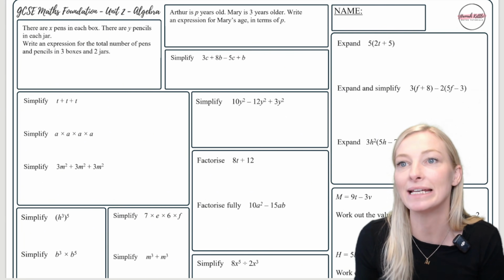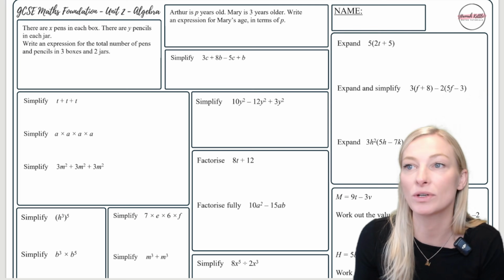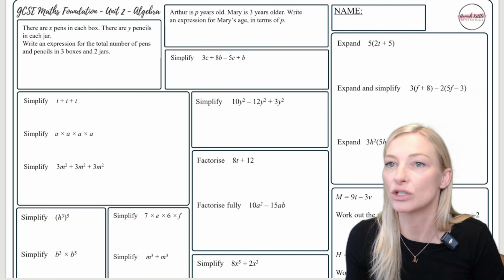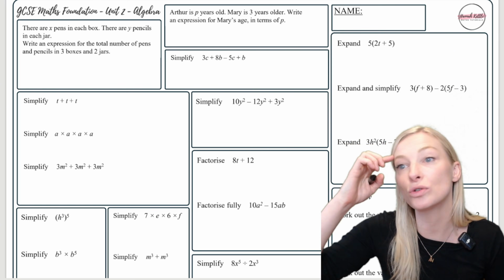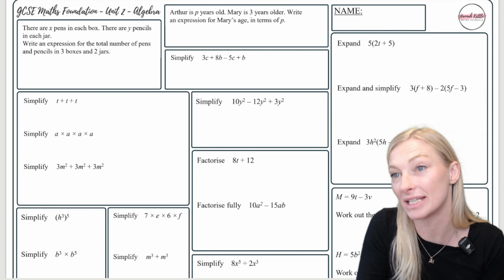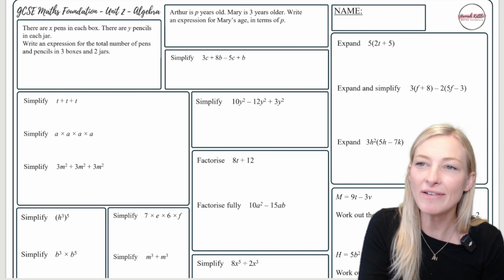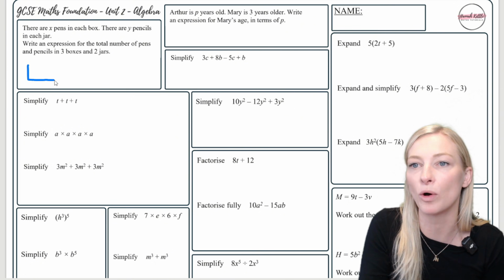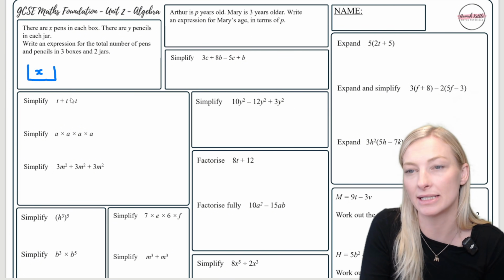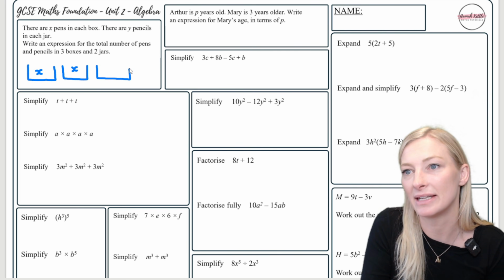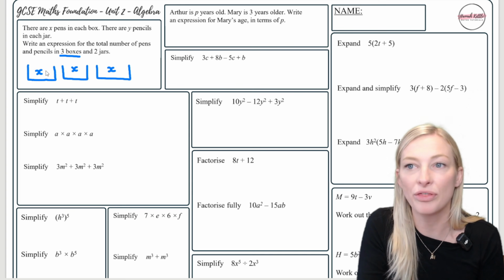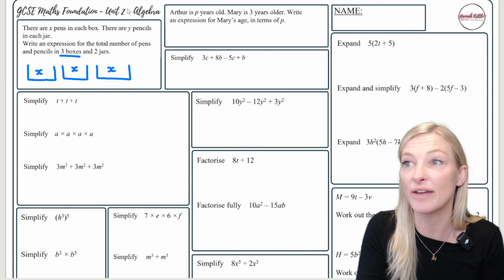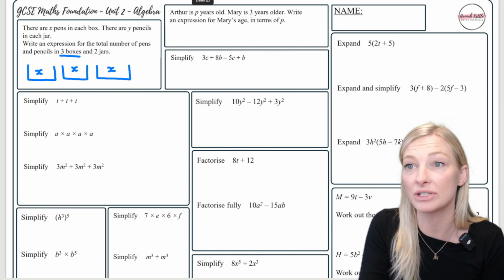So let's do it. There are x pens in each box and there are y pencils in each jar. Write an expression for the total number of pens and pencils in 3 boxes and 2 jars. So if there are x pens in a box, let's draw a box like this. If I've got x pens in there, and x pens in there, and x pens in there, well, it says I've got 3 boxes. So that means I've got 3 lots of x, whatever it is. We don't know what it is, but I've got 3 lots of x.